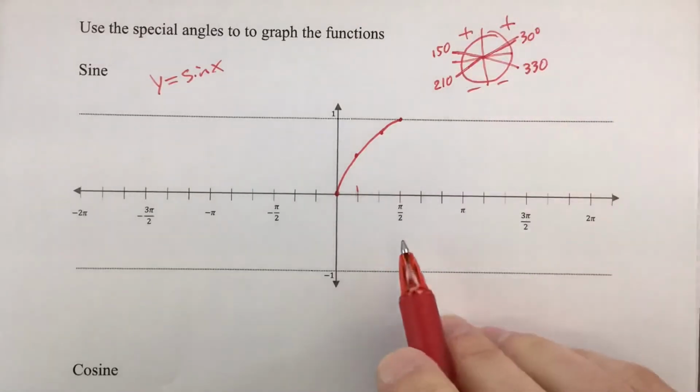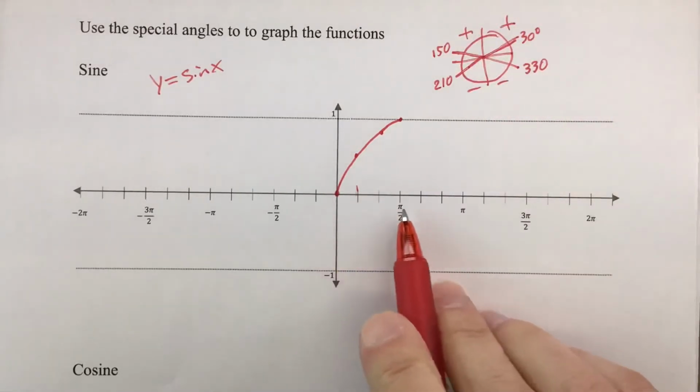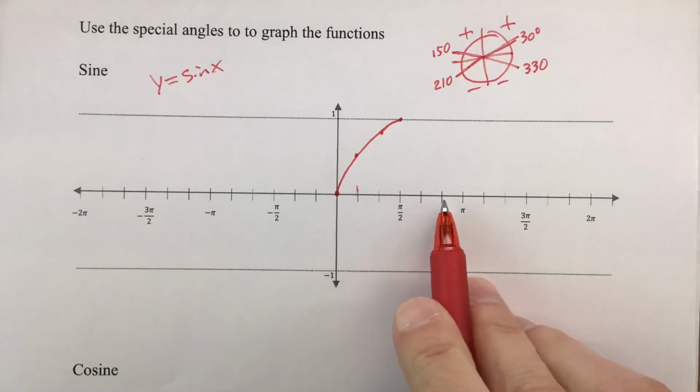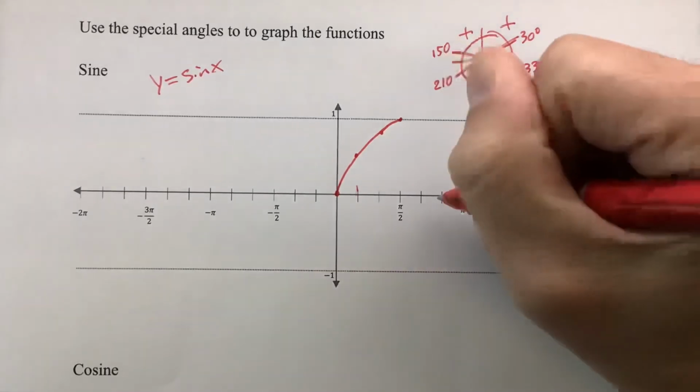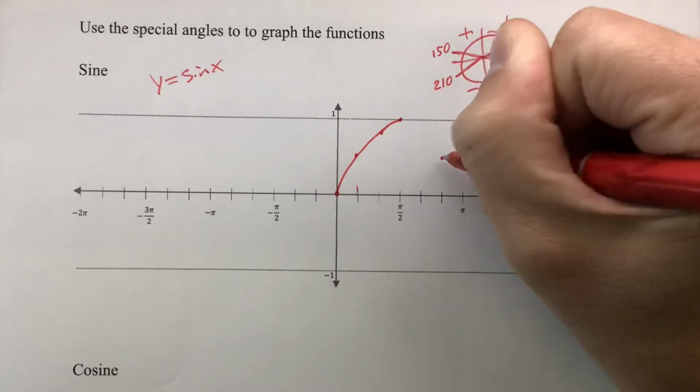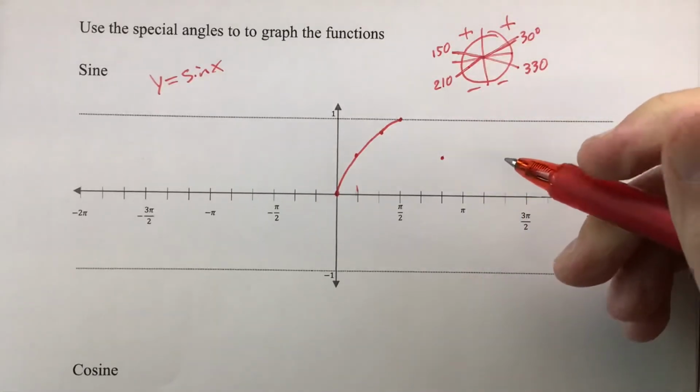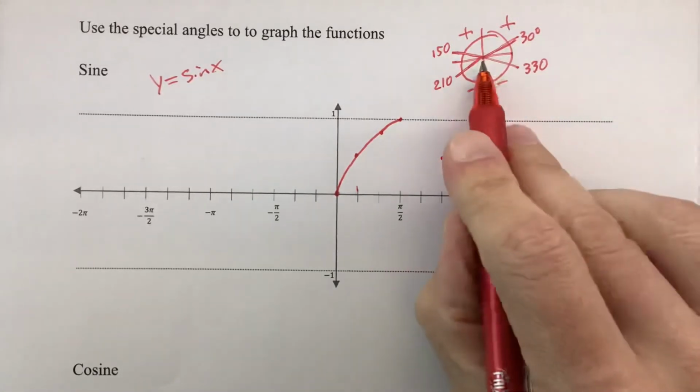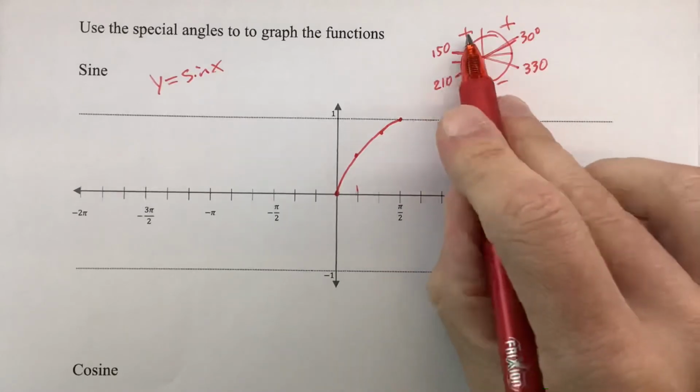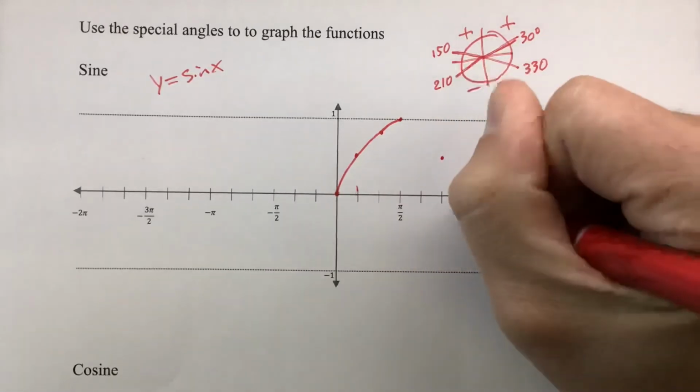Okay, so at 150, and these are all increments of 30 here, so that's 90, that'd be 120 that is, and then 150. You're gonna get half right there. Actually, at pi is right between the positive and the negative, so that's gonna give you 0.